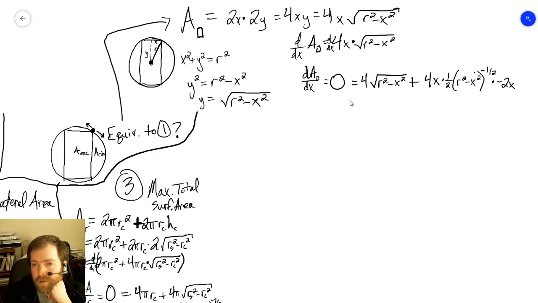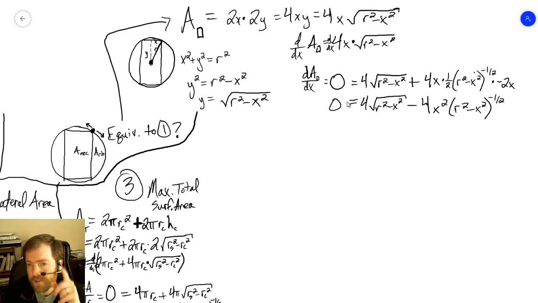Multiply this through. This is 4 square roots of r squared minus x squared. And 2 divided by 2 is going to be 1. That negative pops up front, so minus 4x squared times r squared minus x squared raised to the negative 1/2. Again, this is 0. Multiply by this stuff raised to the positive 1/2 power, or factor out the negative exponent version.